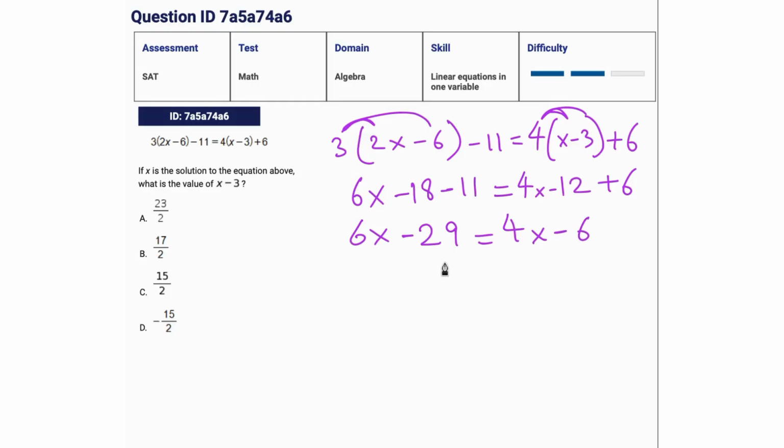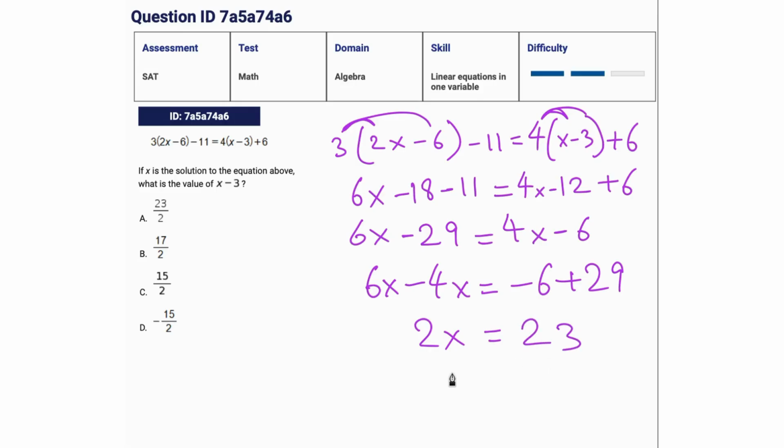Okay, now let's put all the variables on one side and all the numbers on one side. So 6x minus 4x equals negative 6 plus 29. 6 minus 4 is 2, so that would be 2x, and here negative 6 plus 29, that would be 23. Great, and x equals 23 divided by 2.